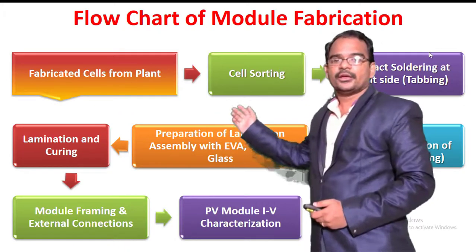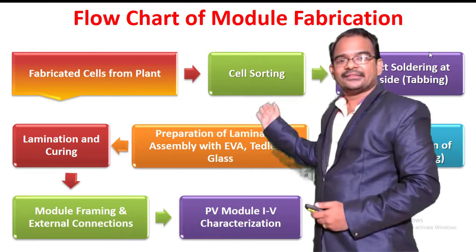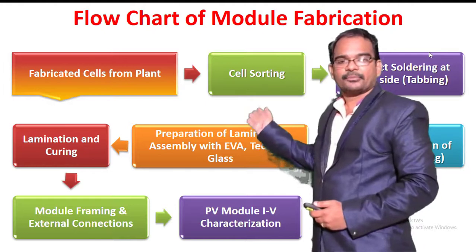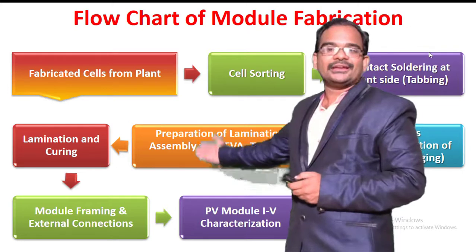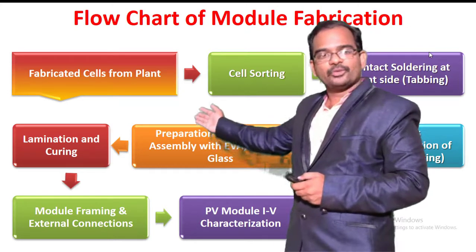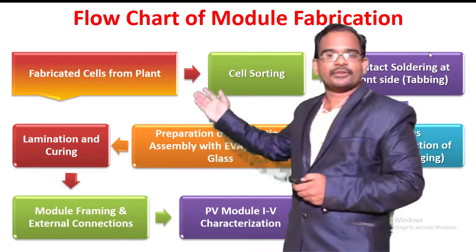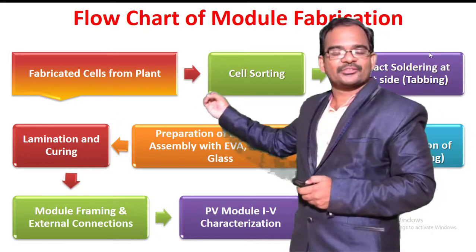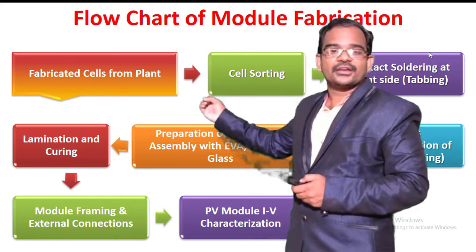And after stringing, you prepare a laminate assembly with ethyl vinyl acetate, called encapsulant, Tedlar and glass. From that, prepare a lamination assembly. You will do the lamination and curing process. In lamination, you will heat it to 80 to 100 degrees centigrade, and you will remove the air from within the laminate. And in the curing process, you will heat it to around 150 to 200 degrees centigrade, and thereby polymerization of the EVA takes place, and this results in the durability and rigidity of the solar module for a long term.